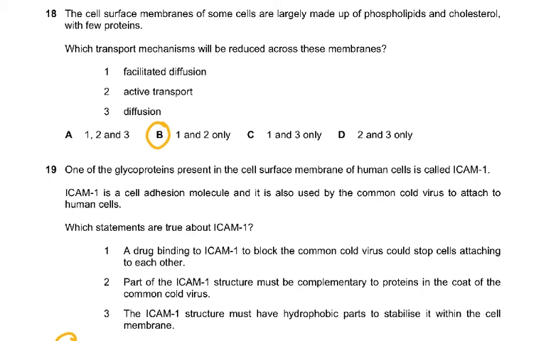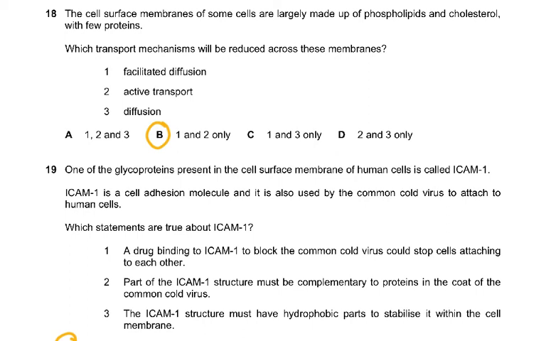So which transport mechanisms will be reduced across these membranes? If there are no channel proteins, active transport cannot take place. Facilitated diffusion requires channel protein, but it said few proteins. So which transport mechanism will be reduced across these membranes? Facilitated diffusion, active transport, or diffusion? So reduced will be 1 and 2 only.